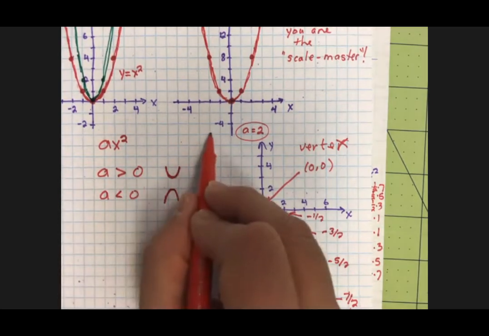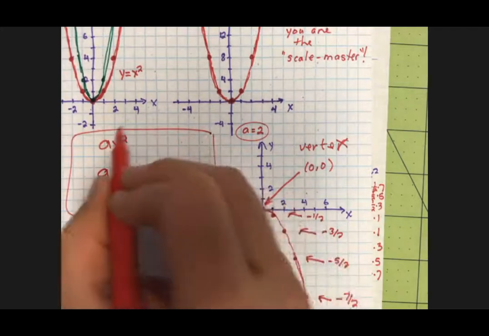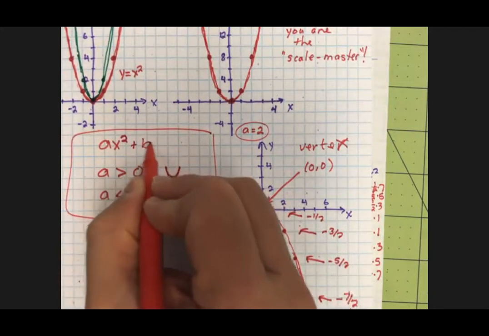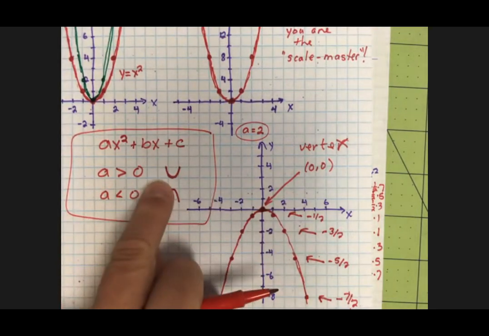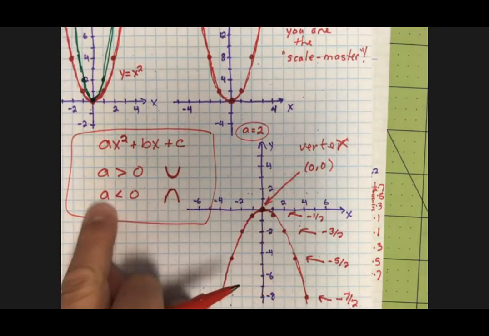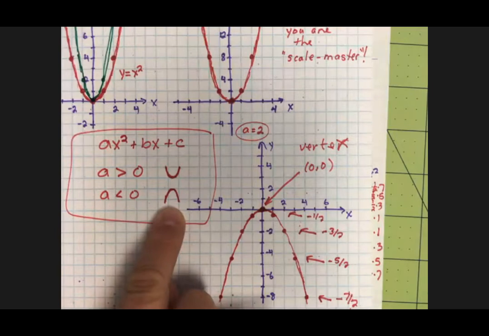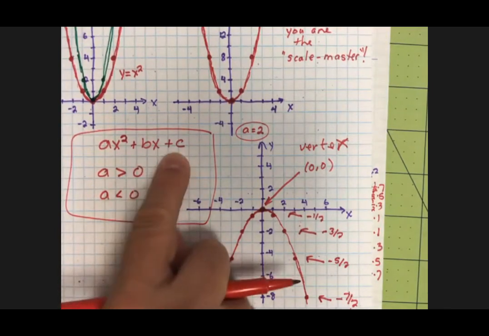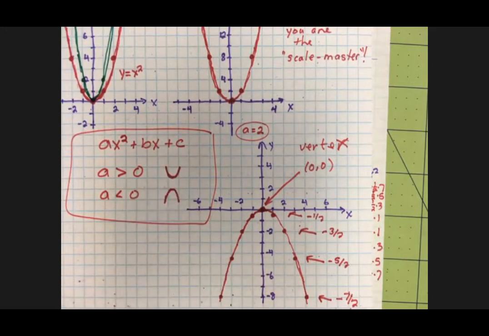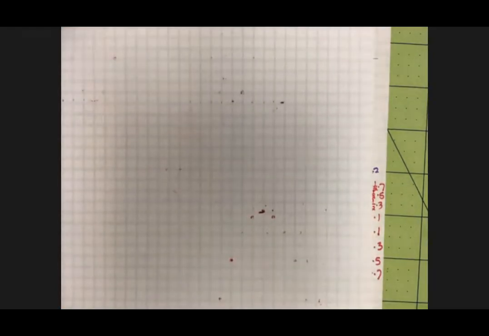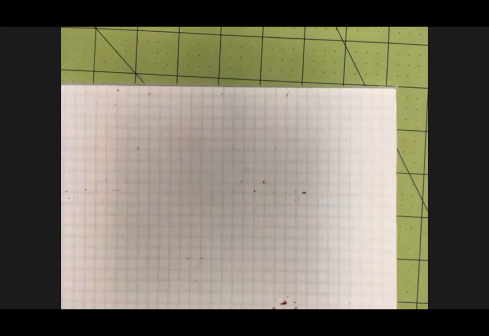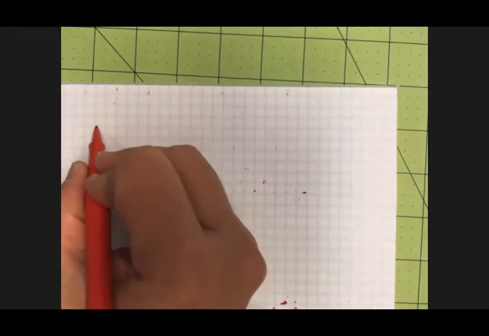Now this truth right here works out even when I have an x term or a c term. Positive a always means opens upwards. Negative a always means opens downwards. I got to show you what these other pieces do though. Okay, let's try again. What if I now graphed this parabola?